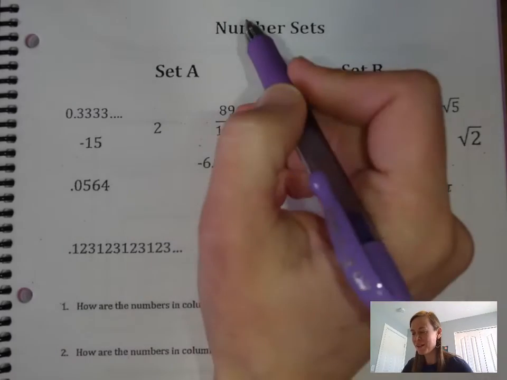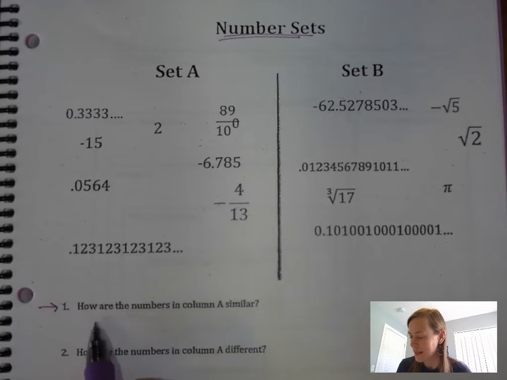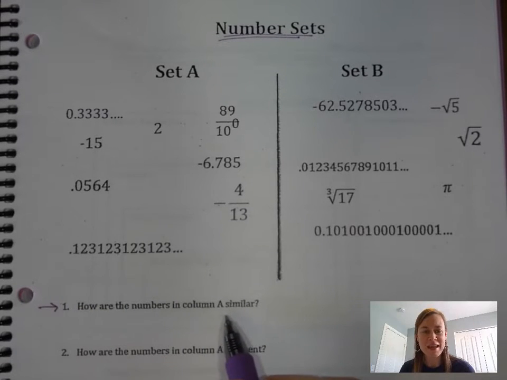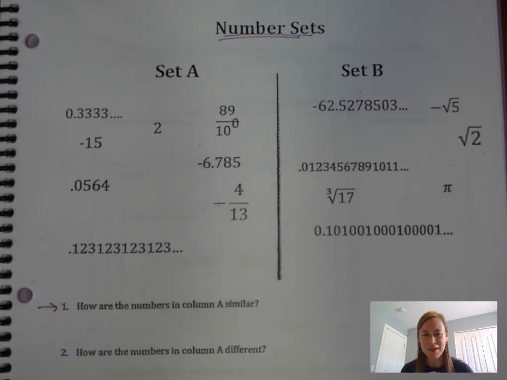Today we're going to be talking about number sets. So we're given these two sets of numbers here and we're going to just kind of make some observations. Let's look at this first question. It says, how are the numbers in column A similar? And if you want to pause the video and take some notes and make some observations, that would be awesome.